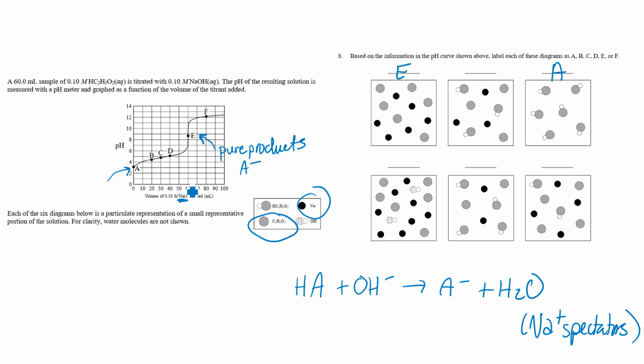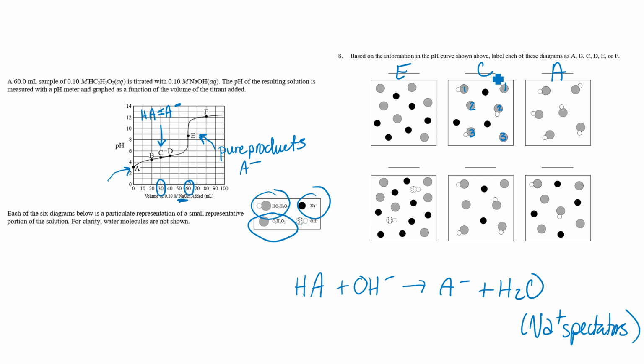If I go back and notice my equivalence point is at 60, so that means 30 is my half equivalence point. So at my half equivalence point, I should have equal amounts of my weak acid and my conjugate base present. So I'm looking for one with equal numbers of these two particles in it. And that would be this one right here, because notice I have 1, 2, 3 acid, and I've got 1, 2, 3 of the conjugate base.